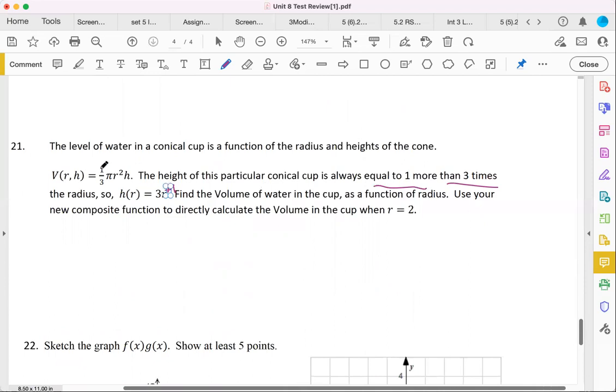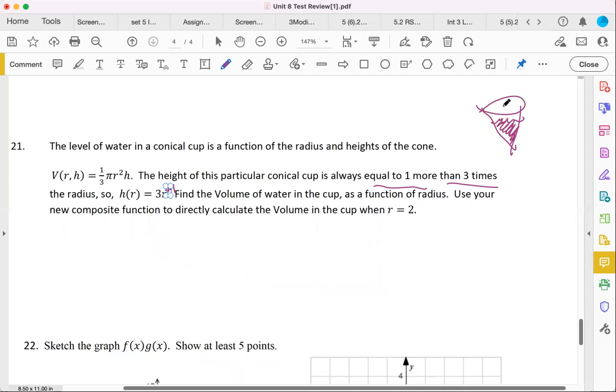Long story short, you're filling with this. The level of water in a conical cup is a function of that. So the height, or no, this is cubic, so this is volume. It's talking about some height in this conical cup. I'll draw it. And there's water. The water's purple.